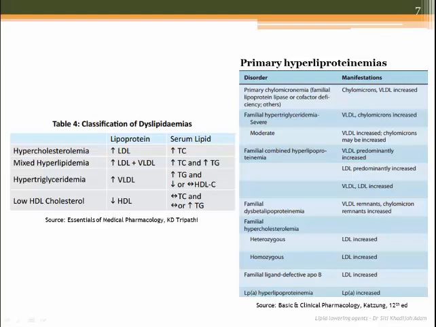And we also need to know the different types of primary hyperlipoproteinemias. For example, primary chylomicronemia is manifested by a high level of chylomicrons and VLDL. Other examples, such as familial hypercholesterolemia, is a genetic condition. It can be heterozygous or homozygous, and both of them are manifested by an LDL increase. So to manage the different types of hyperlipoproteinemias, we need lipid lowering agents.